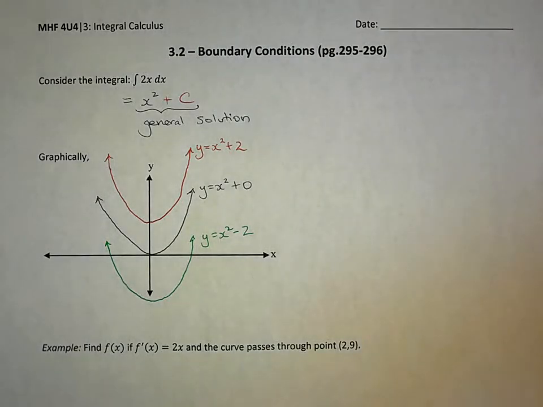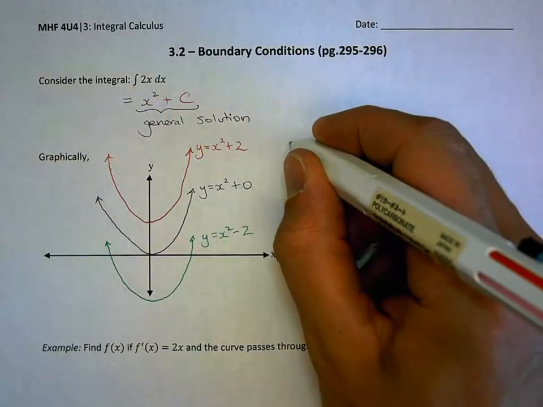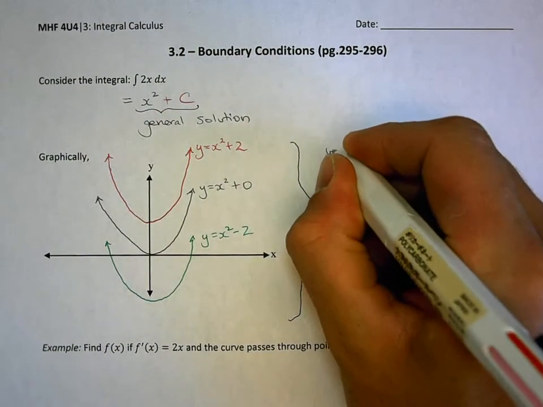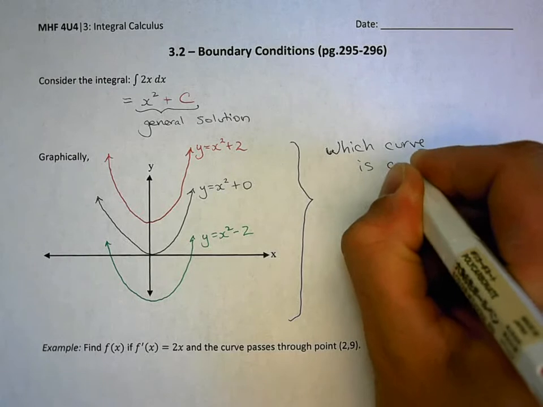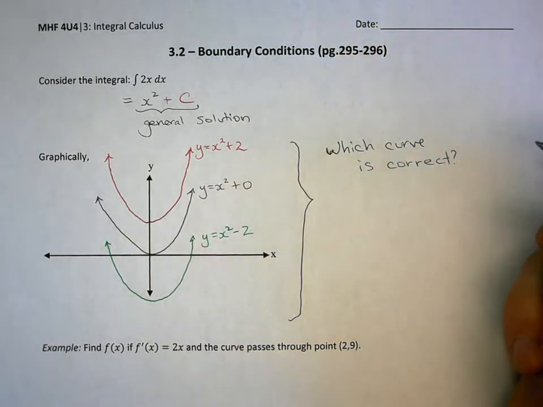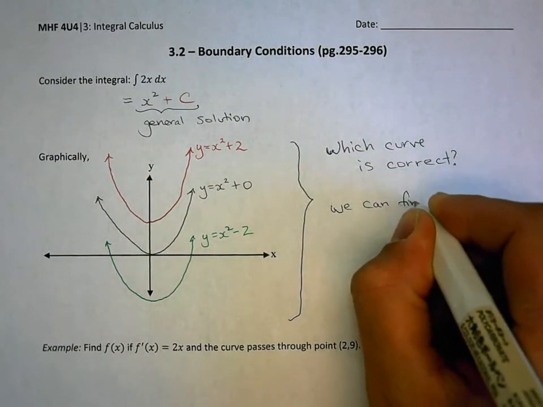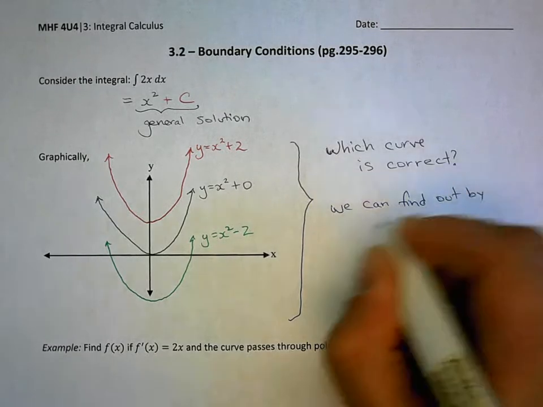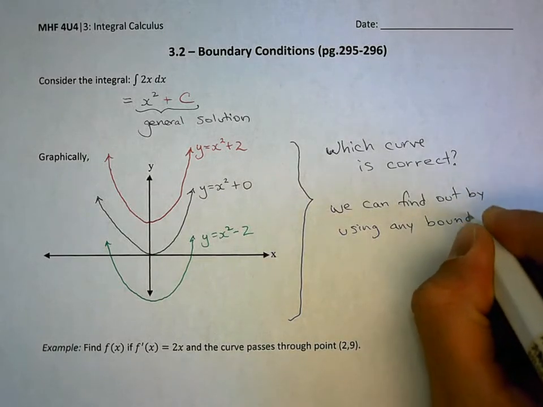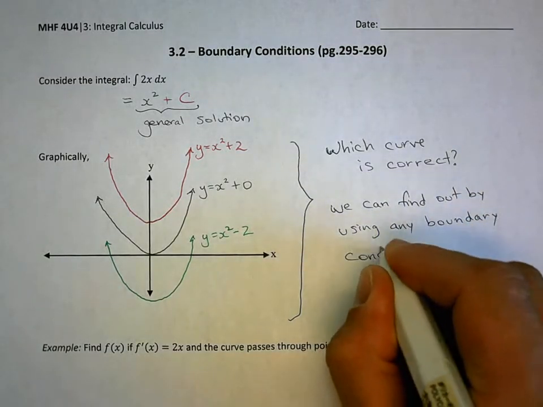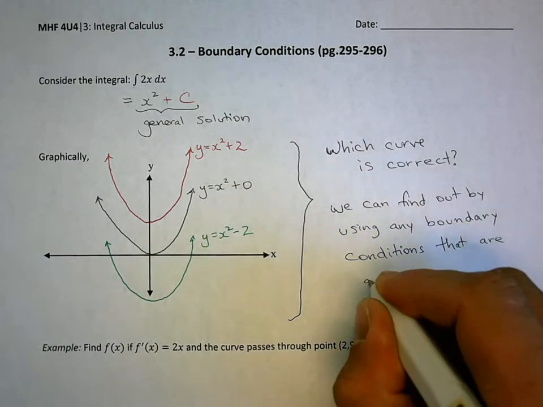And you can imagine that there are any number of combinations of this, right? There are so many different possibilities for c. So the question is, which curve is correct? And we'll find today that we can find out by using any boundary conditions that are given to us.